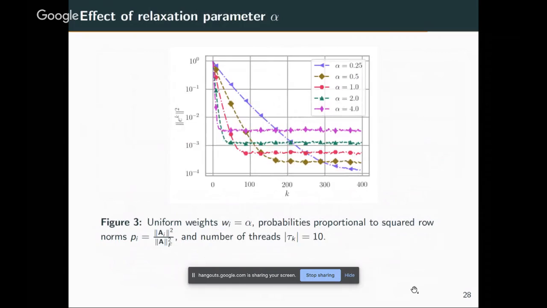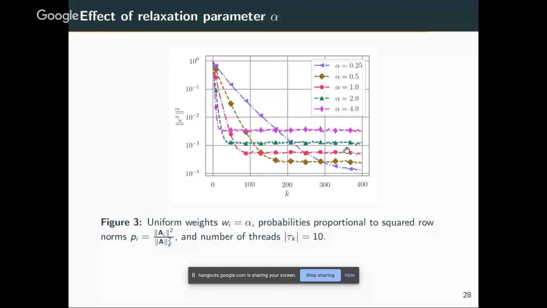Okay, in terms of the effect of the relaxation parameter alpha, as we increase alpha, we see an improved convergence rate up to a point. So if we make alpha too large, we'll see degradation in the convergence rate eventually. But we can also see in this plot that as we increase alpha, we have an amplified effect on the noise, which we also saw occurring in the convergence rate that we derived. So this is indeed happening in practice as well.